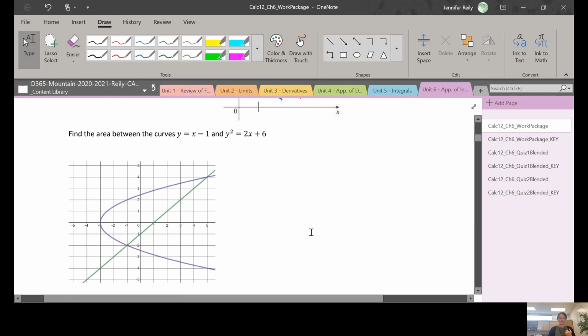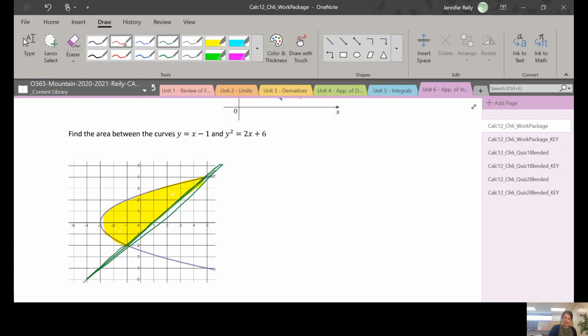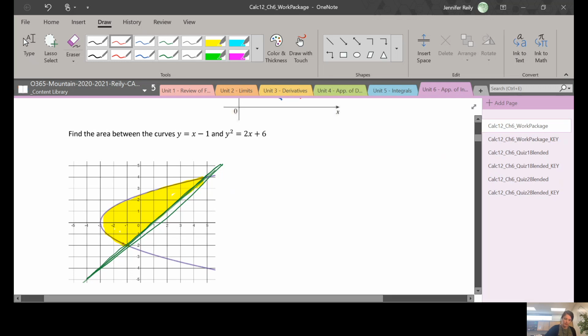Okay, so let's do an example. So let's say we want to find the area between the curve y equals x minus 1 and y squared equals 2x plus 6. So let's just color in that area here. Okay, so you can see here the green curve, that's the straight line. That's going to be my right function. And we're going to be subtracting that from this purple curve, or I'll shade it in red because I don't have purple. This is going to be the left function.